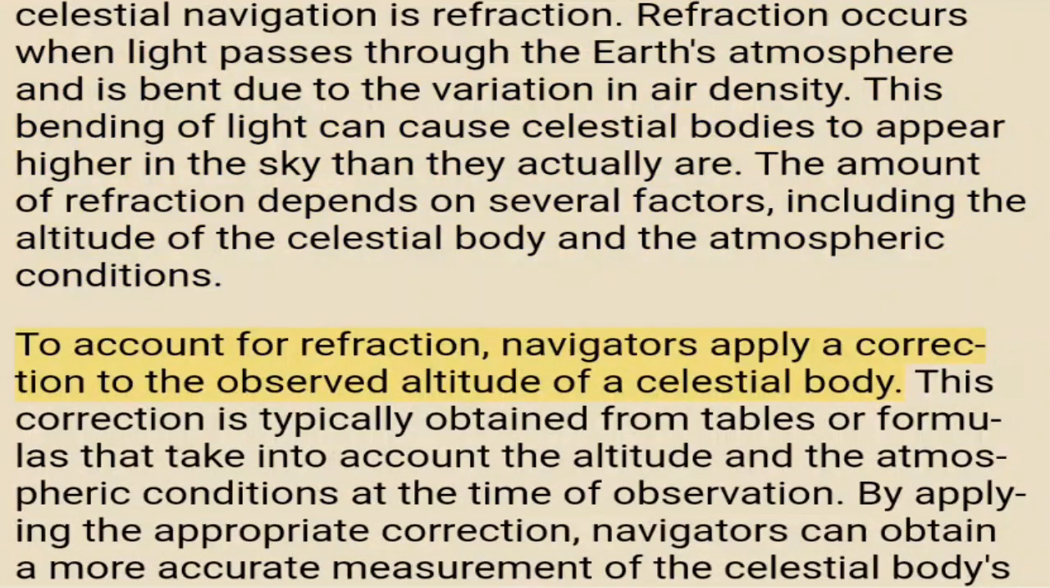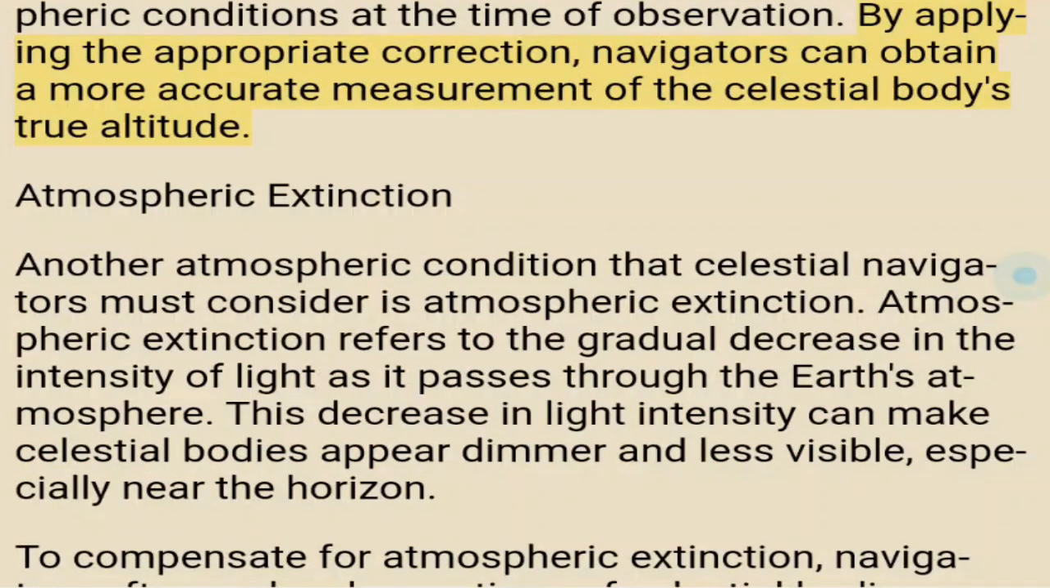To account for refraction, navigators apply a correction to the observed altitude of a celestial body. This correction is typically obtained from tables or formulas that take into account the altitude and the atmospheric conditions at the time of observation. By applying the appropriate correction, navigators can obtain a more accurate measurement of the celestial body's true altitude.